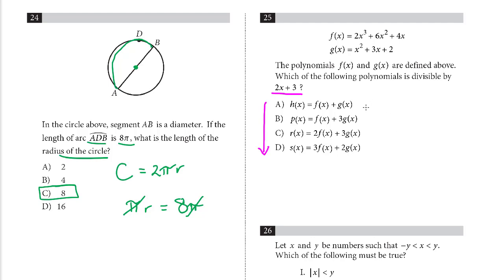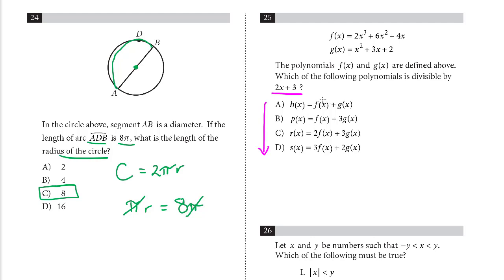So some operation here will be divisible by 2x plus 3, some function of the functions, and we've got to figure out what that is. So that's a little bit tricky. First thing we could check is, well, it doesn't help us to check individually through polynomial long division or similar methods if each is divisible by 2x plus 3, because none of the answers is individually f of x or g of x. In fact, they all include f of x and g of x, so if both of them were divisible, then every answer would be divisible. So that's not going to help us. That's not a useful approach.